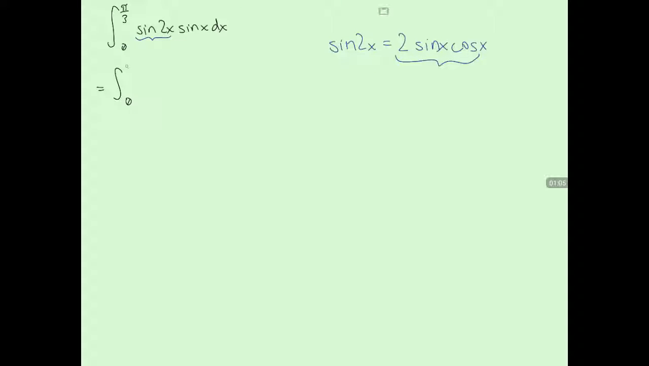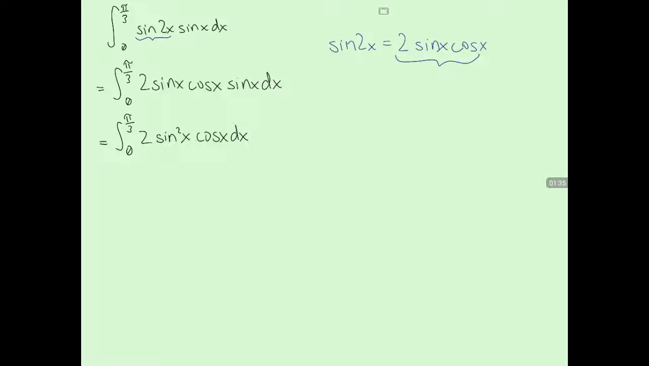We have the integral from 0 to pi over 3. That stays the same. And this just becomes 2 sine x cosine x. And we still have this sine x from before, so we have sine x dx. If we simplify this, then we get this definite integral of 2 sine squared x cosine x dx.